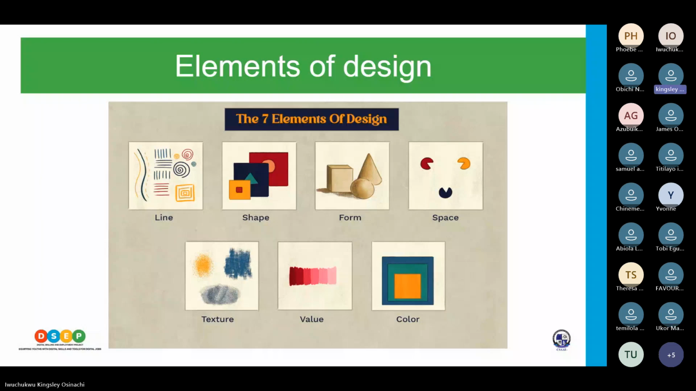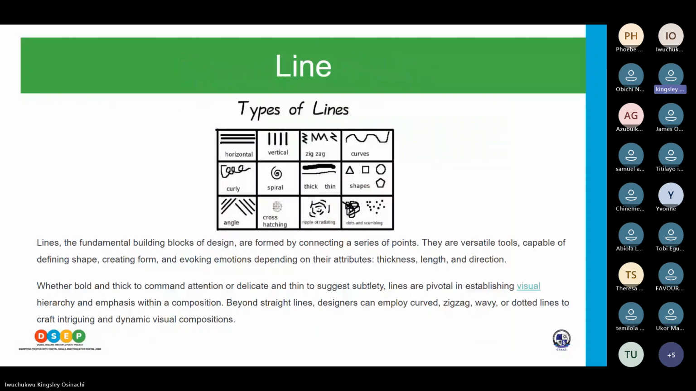We are following. Okay, number one, we have the first element, which is line, right? So we all know that we have different types of line. You have your horizontal line, your vertical line, your zigzag, curves, poly, thin lines, thick lines, angles, and cross, like other types of lines, right? Even dots, you can see that as a line. So those things are different types of lines.